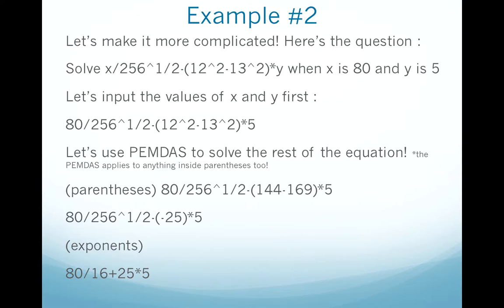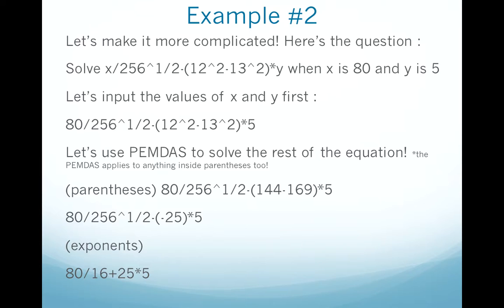And here we actually have 12 to the power of 2 minus 13 to the power of 2 in the parentheses, which means that we actually have exponents within the parentheses. So you're going to go in and solve the exponents first. Then you get 80 divided by 256 to the power of 1 over 2 minus (144 minus 169) multiplied by 5.